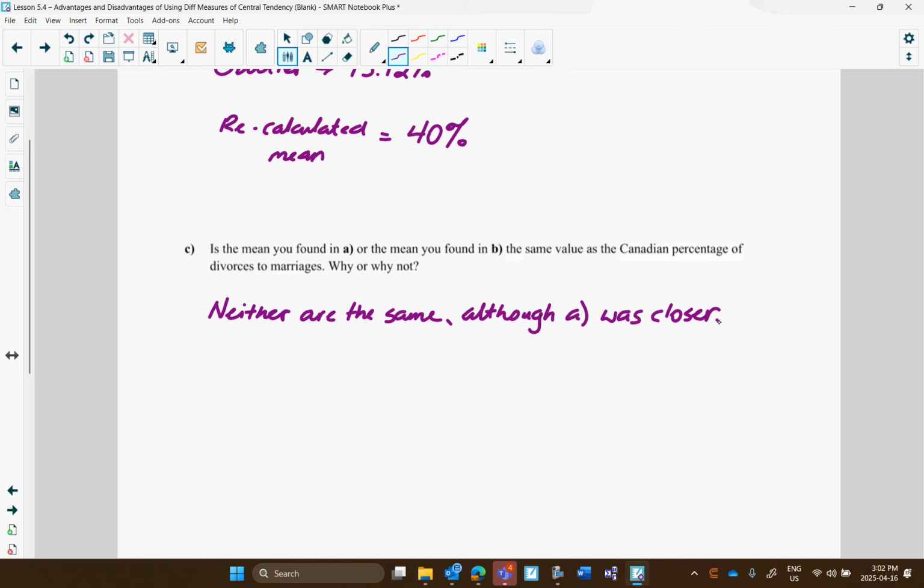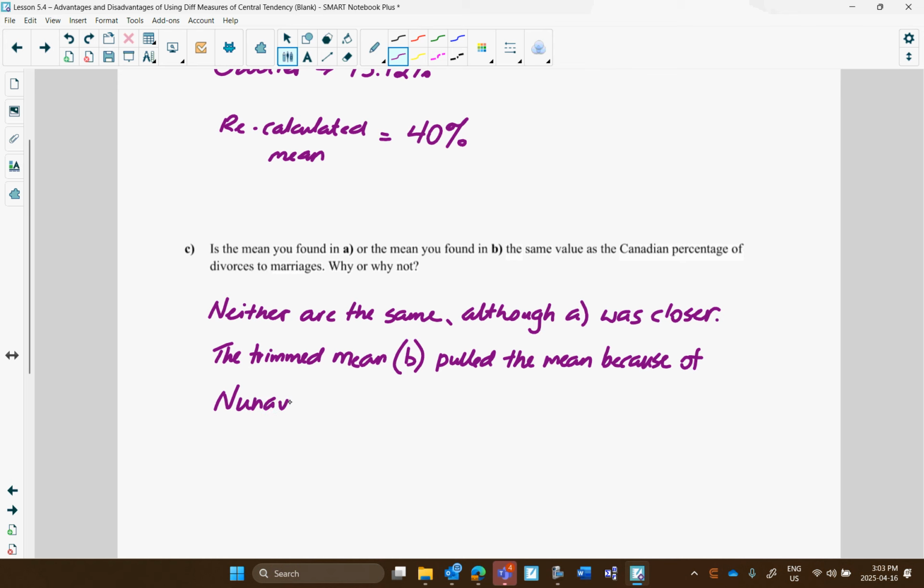And why is it not the same? Well, the trimmed mean, which is what we actually did in part B, pulled the mean down because of limits. That's why we got a lower result in B.